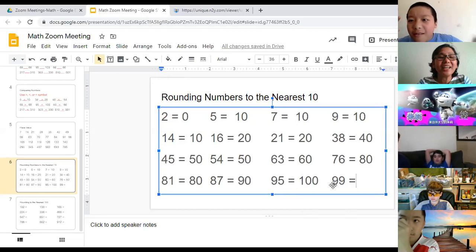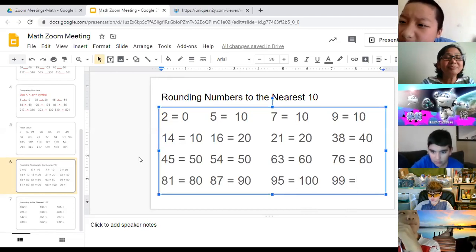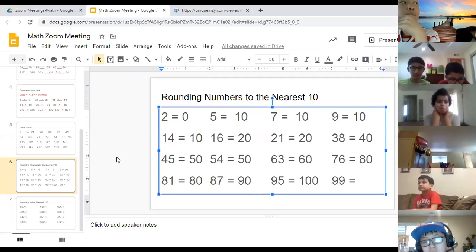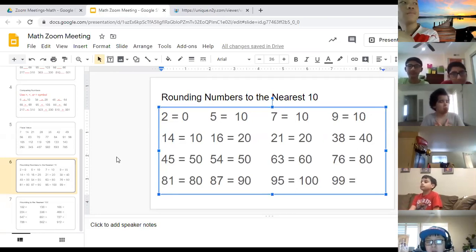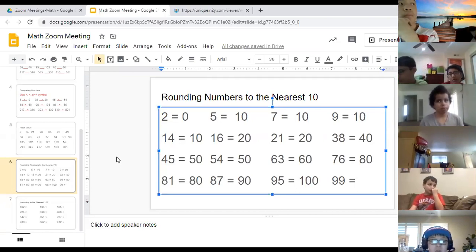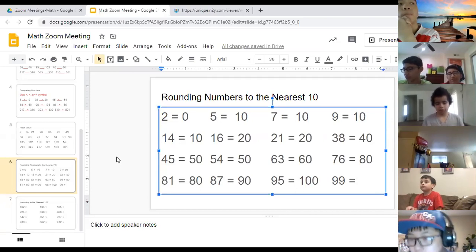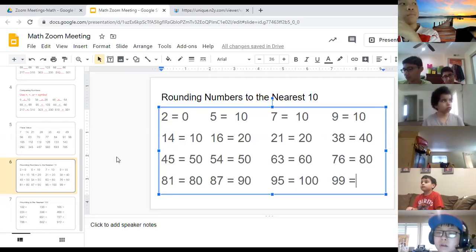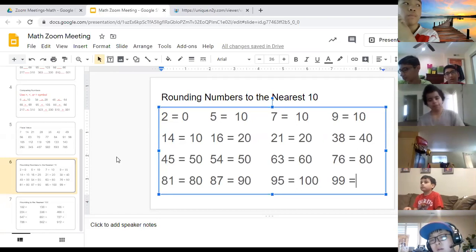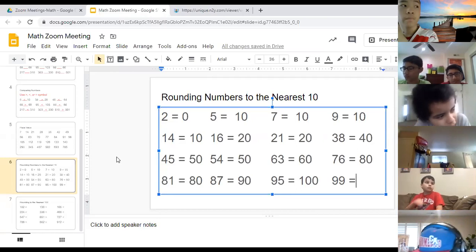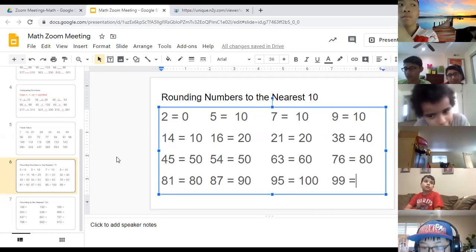Okay, next. Your turn, Ethan. Welcome, Ethan. So when we round 99 to the nearest 10, does it become 90 or 100? Okay, Ethan, let's take a look at the number. Is 99 closer to 90 or closer to 100? Ethan, is 99 closer to 90 or closer to 100?